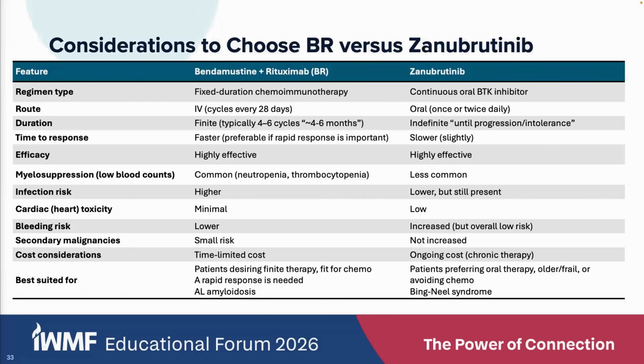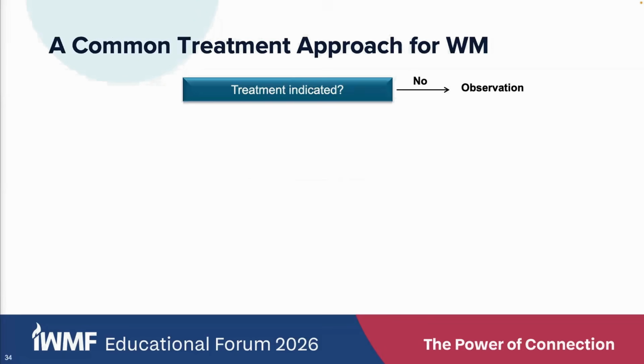Xanu might be preferred if patients want pills rather than infusions and coming to clinic twice a month. It may be in older or frail patients where I'm really worried about the fatigue, the weight loss, the risk of infections, or if the patient just wants to avoid chemotherapy. And then for this syndrome, the Bing-Neel syndrome, that's when the lymphoma is involving the central nervous system. Xanu tends to work. We believe that Xanu is the best option for that syndrome. It might be better than chemo.